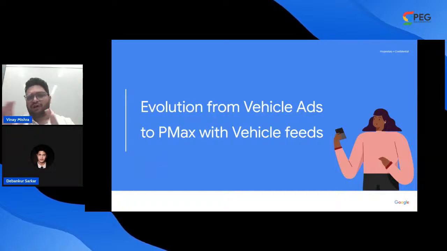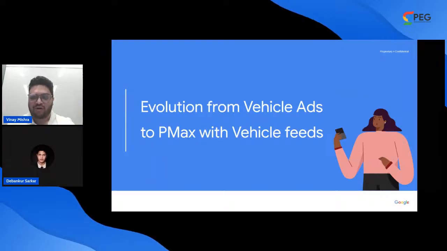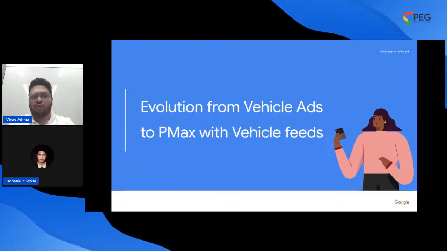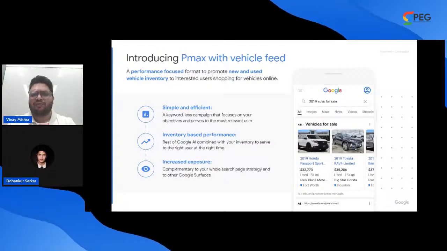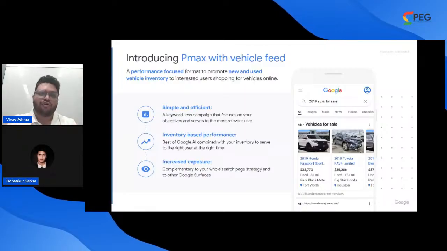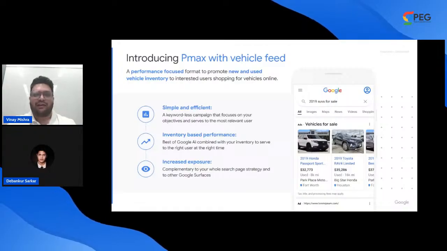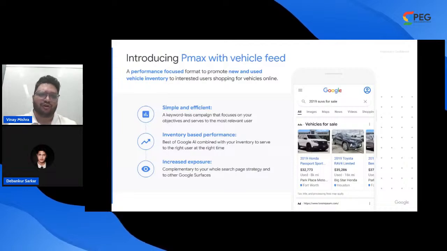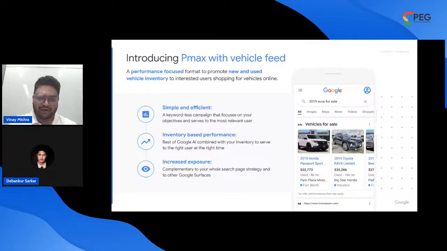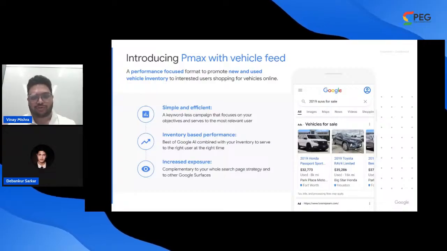Now, that's how the evolution from vehicle ads to the Performance Max campaign with vehicle feeds has come into the picture. We'll be talking a lot more about that, and why we are introducing Performance Max campaign with vehicle feed, which is a performance-focused format to promote new and used vehicle inventory to potential customers. It has been developed to be a simple and efficient way for you to surface your vehicle inventory to the right customer and increase your exposure on the search page.